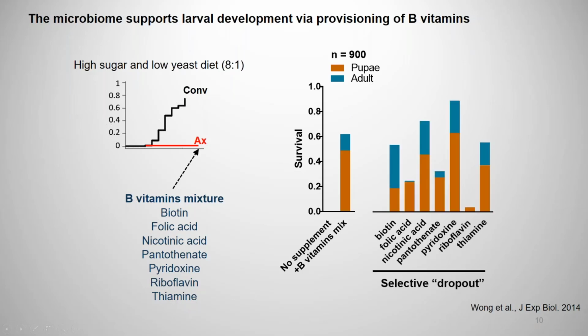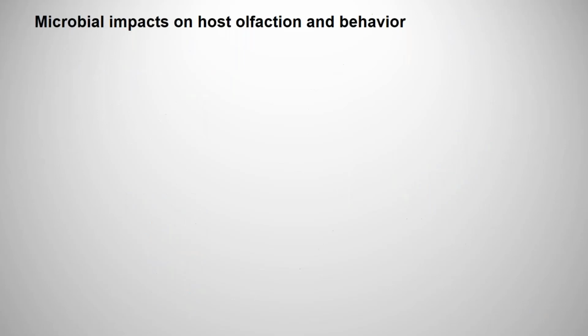We also selectively delete some of the B vitamins and found that the riboflavin, which becomes a top hit in our genome data, happens to be the very important B vitamin for development. So if you delete riboflavin from the mixture, then they don't develop very well. So by doing a dietary supplementation experiment, we were able to validate some of the genomic data.